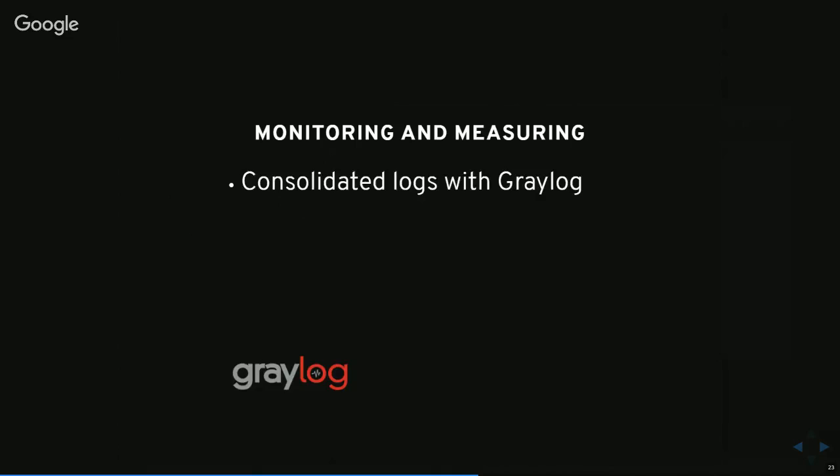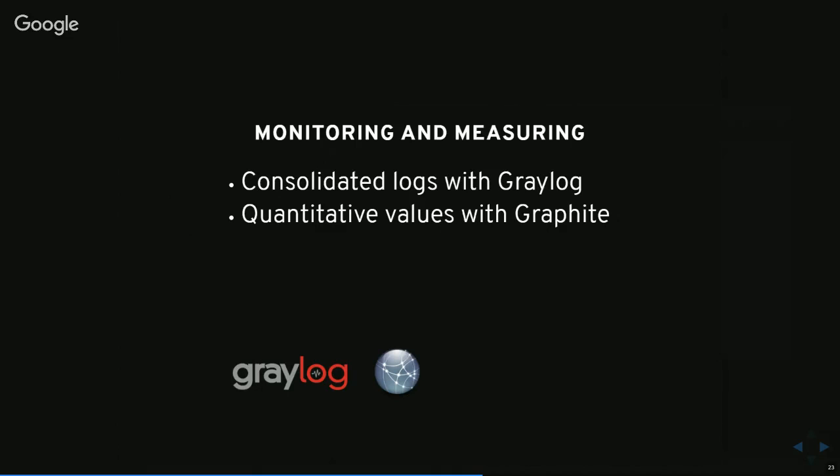We have consolidated logs with Graylog. I'm sure you guys are familiar with that. We also have Graphite for quantitative values, and that means anything you want to measure, for example, the response times of web pages, or how many hits you had in a day, or any specific details about any specific endpoints that have been hit. We use Graphite for that, and that provides us a nice query API where we can get the data back out and perform many statistical analyses on it.